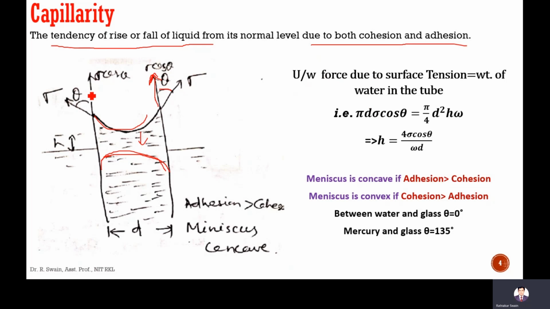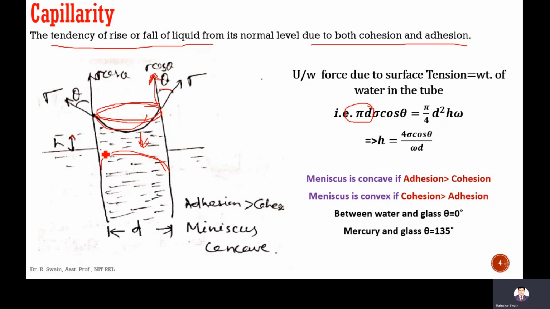So in total it acts along the circumference. It is sigma cos theta into the circumferential length. What is this length? That is pi d. Sigma cos theta into pi d is equal to the weight of water in the tube. Weight of the water is unit weight into volume. The volume of this cylinder is pi by 4 d square into h, if h is the height.